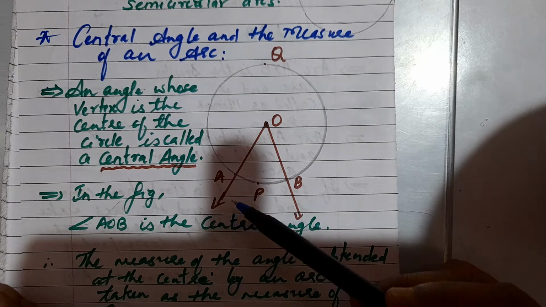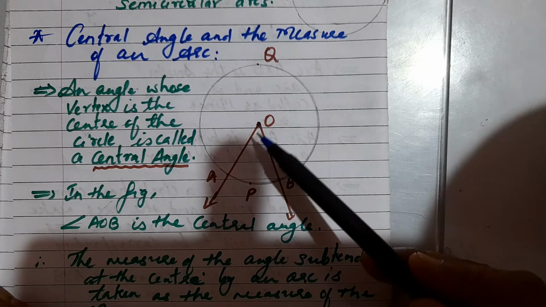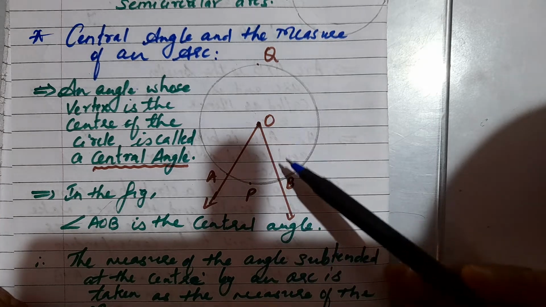That means, now you can see children, here angle AOB. You can see angle AOB.